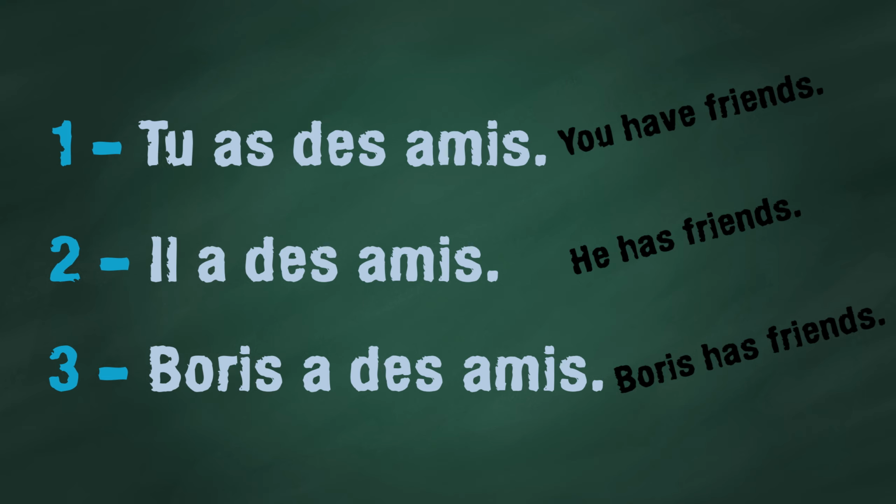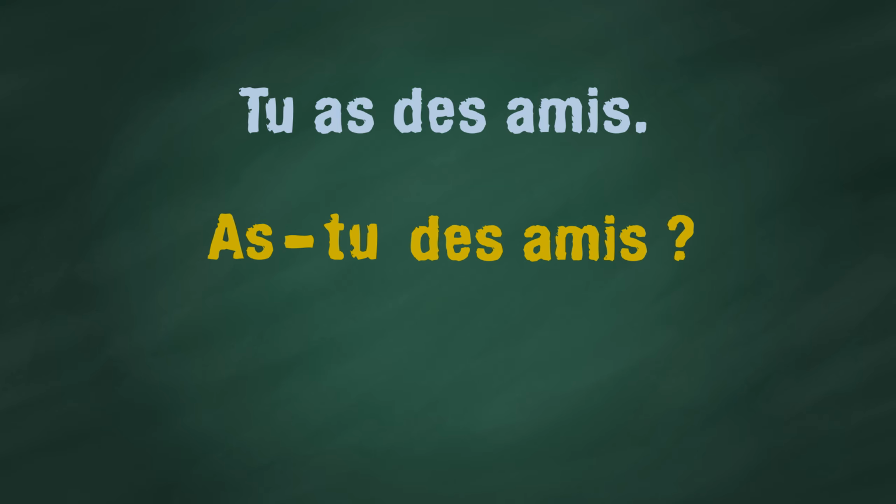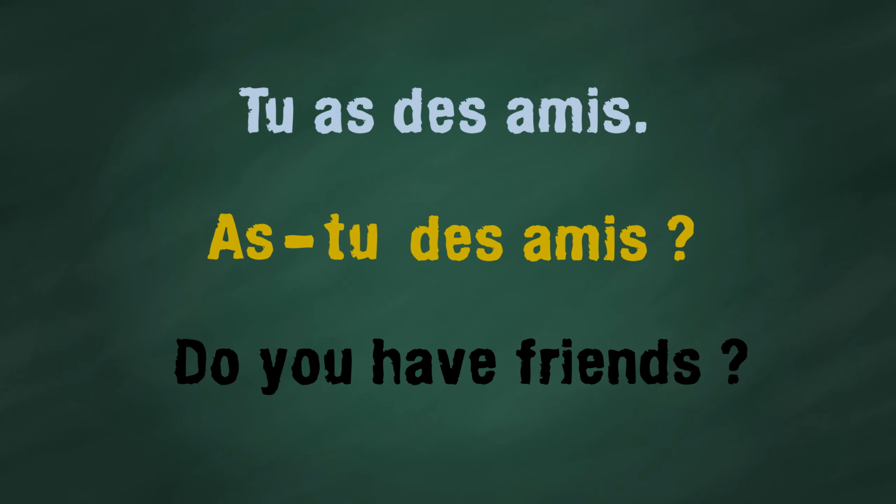Okay, let's have a look at the first example. Tu as des amis becomes as-tu des amis? To change the sentence into a question, we're simply swapping the verb and the subject. We also have to add a dash between a and tu.